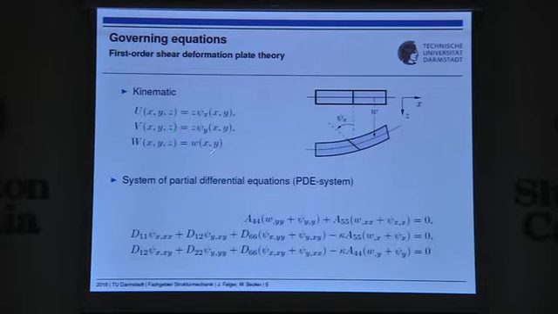This displacement field, in combination with the stress-strain relations and the equilibrium conditions, leads to a system of coupled partial differential equations, which can be written here in this form. And obviously, closed form analytical solutions to this coupled PDE system are hardly available, but asymptotic solutions can be obtained as described in the following.